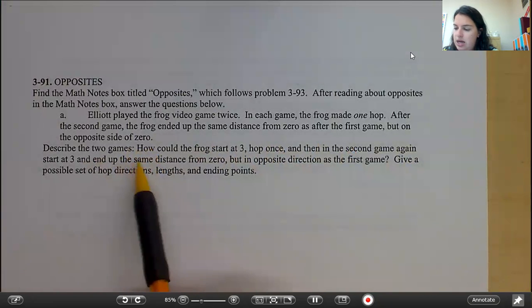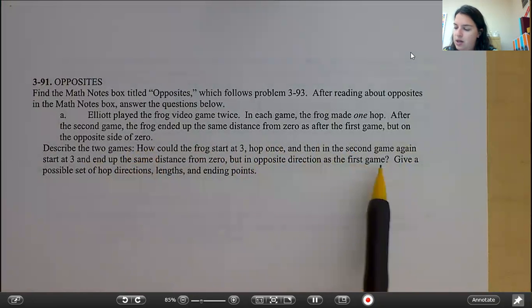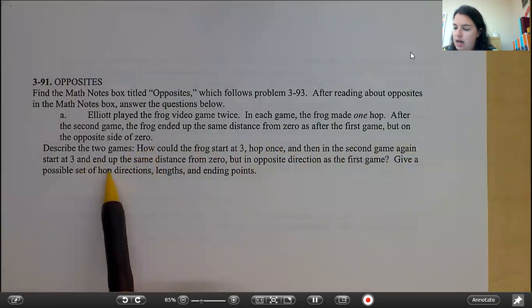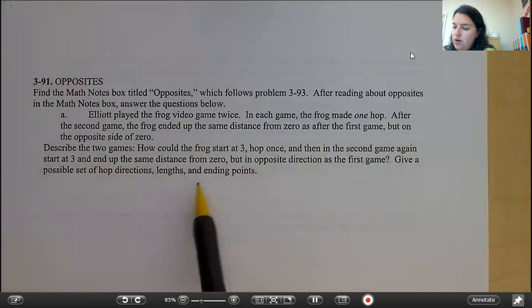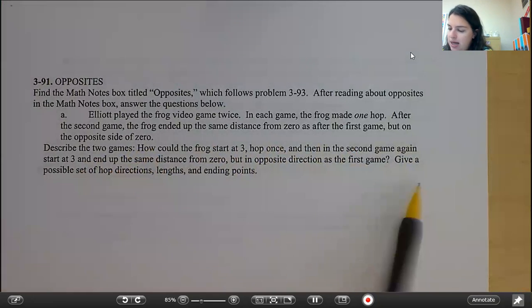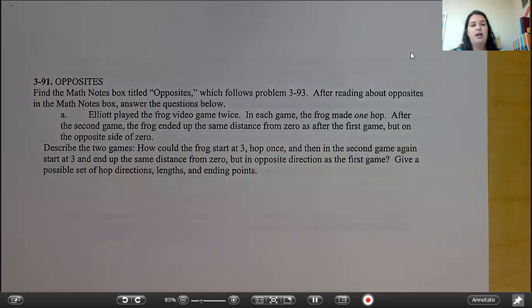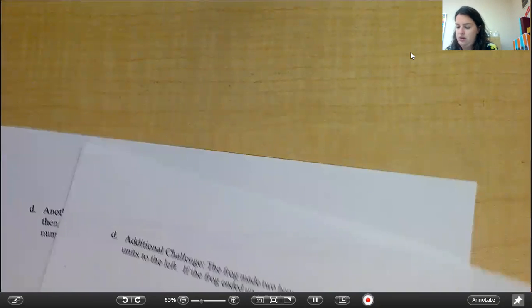Describe the 2 games. How could the frog start at 3, hop once, and then in the second game, again start at 3 and end up the same distance from 0, but in the opposite direction as the first game? Give a possible set of hop directions, lengths, and ending points. So you're going to pause the video. You're going to go read the math notes box titled opposites, which is on the back of your notes down here. And then you are going to answer this question.